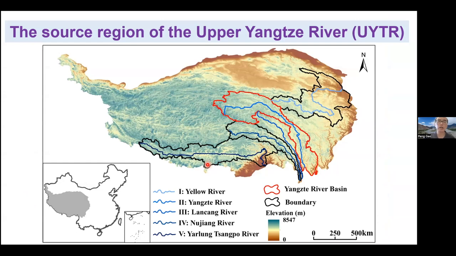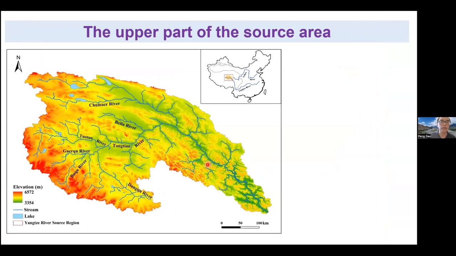Okay, next let's go to the second watershed, the Upper Yangtze River watershed. In this watershed, I will focus on the upper part of the watershed and talk about different types of braided river systems. So overall, the physical characteristics of this part is that most source areas of this river system are bounded by glaciers, which is represented by this red color. It just represents very high elevations.